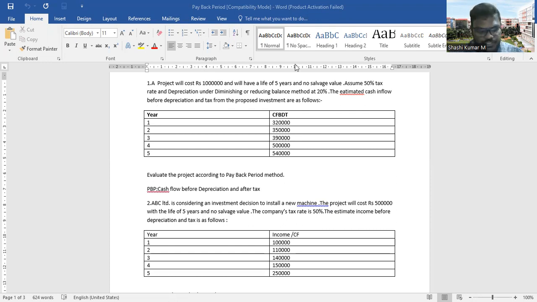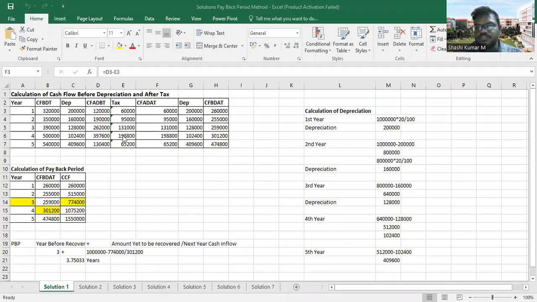Let me share the page. I hope you can see the Excel sheet on it.